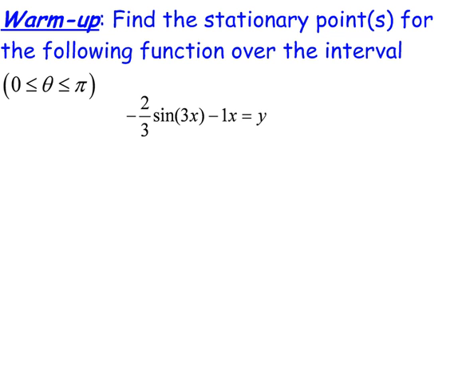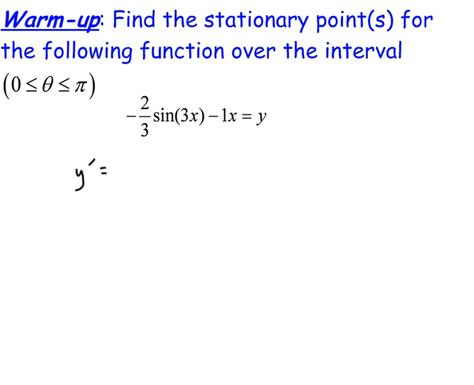All right, find the stationary point for the following function over the interval 0 to pi. So the first thing we want to do to find the stationary points is find out where a horizontal tangent line can be drawn on a graph. So we'll need the derivative of this function.